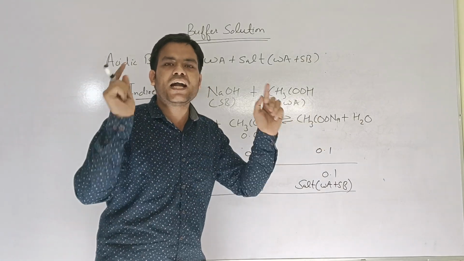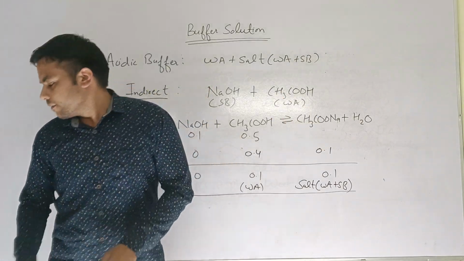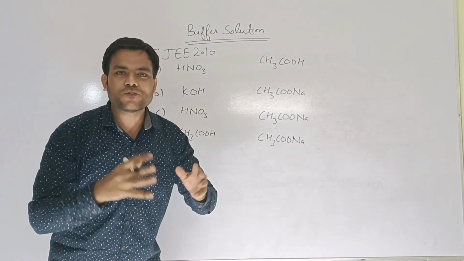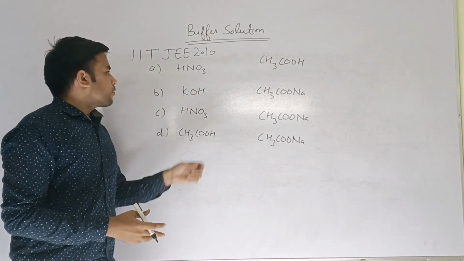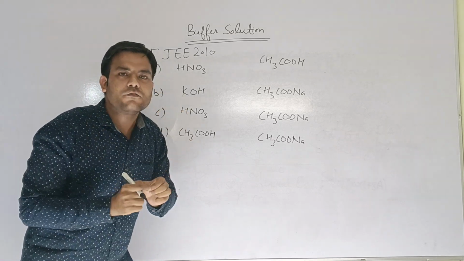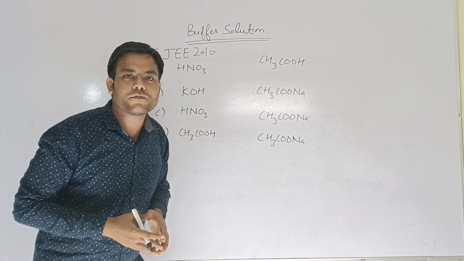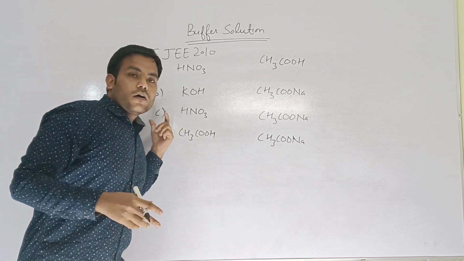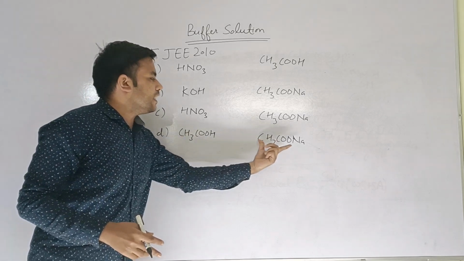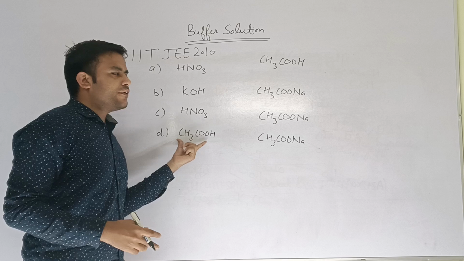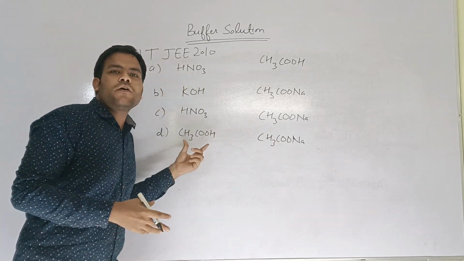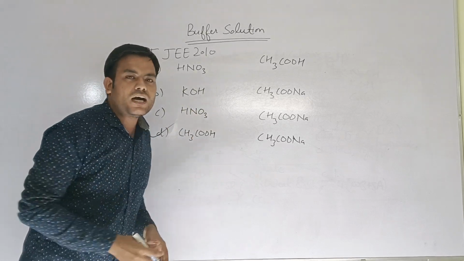Now let us do the IIT JEE 2010 question. The question is, we are given 4 options and we have to tell which combination will form the acidic buffer solution. So let us see the option number 4th, CH3COOH and CH3COONa. This is a weak acid and this is salt of weak acid with strong base. So it will form the acidic buffer. So this is the right option.